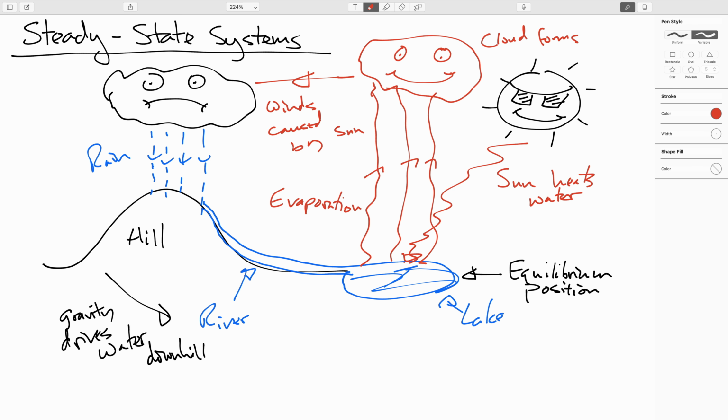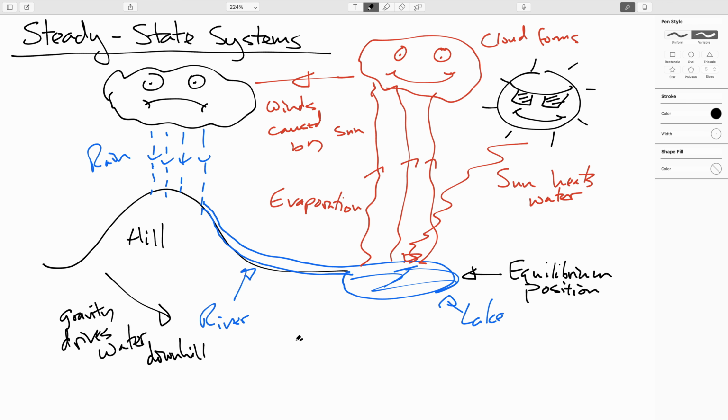So what is keeping this process going? Pause for a moment and then get back with me. So yeah, it's the continuous input of energy from the sun. If we were to suddenly magically turn the sun's rays off, then eventually all the water would rain its way out and it would find its way down into this lake.